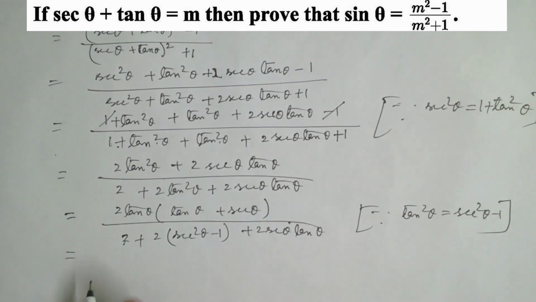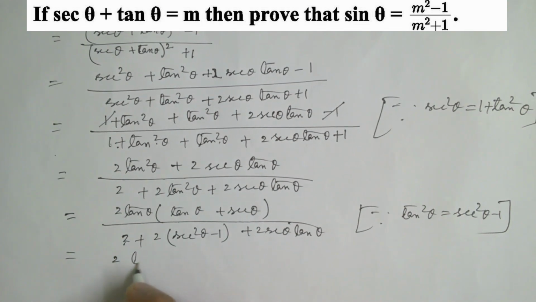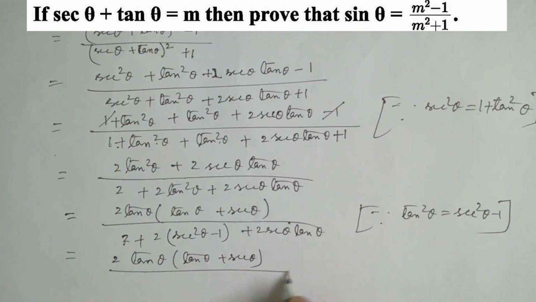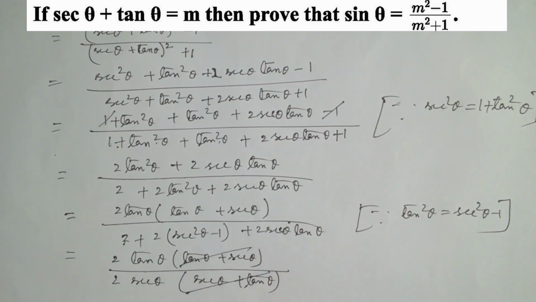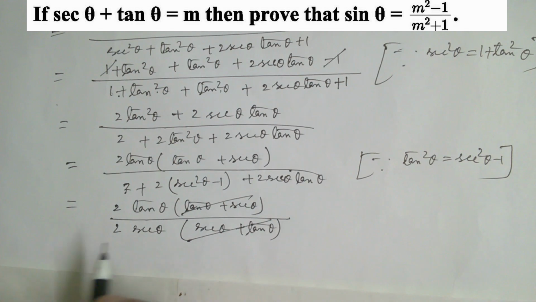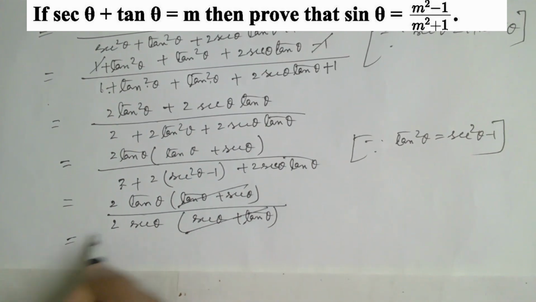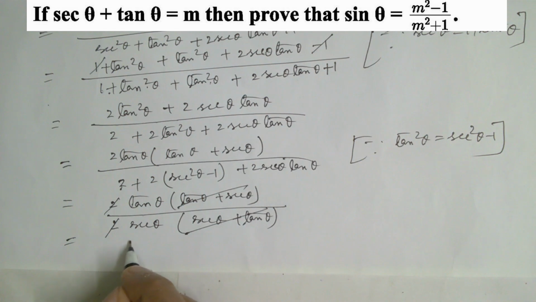So what is it? 2 tan theta plus sec theta by, here it will be remaining 2 sec square theta plus 2 sec theta tan theta. So take out common 2 sec theta. What is remaining? Sec theta plus tan theta. Now these two are same and will get cancelled. 2 will get cancelled. What is remaining? Tan theta by sec theta.